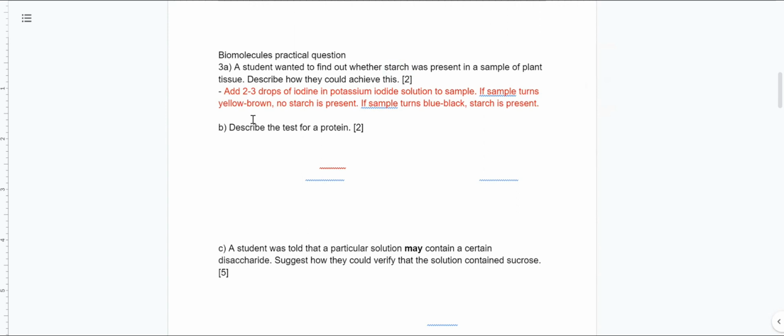So part B is another very similar question, except this time round, we are describing the test for a protein instead of for starch. So the test for a protein is basically the Biuret's test. And once again, the formula is to first start off by describing what the Biuret test is, and then go on to describe what are the results if proteins are absent, and the corresponding result if proteins are present. So here is the answer for this question.